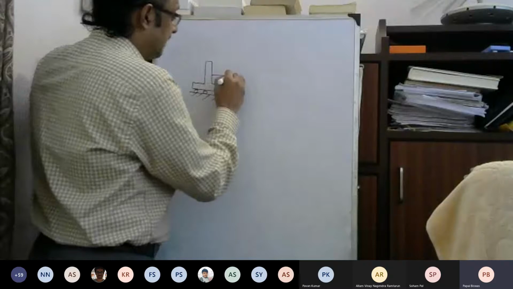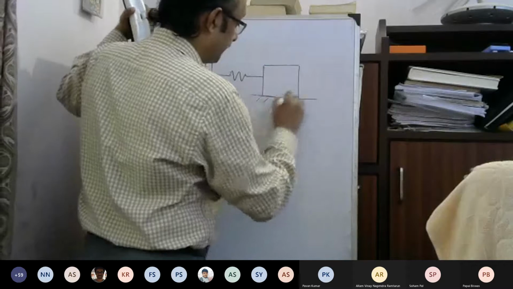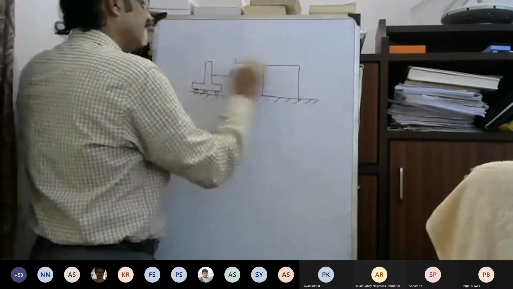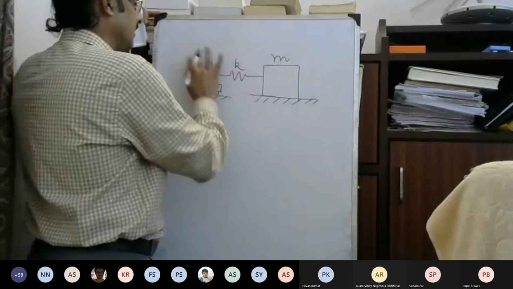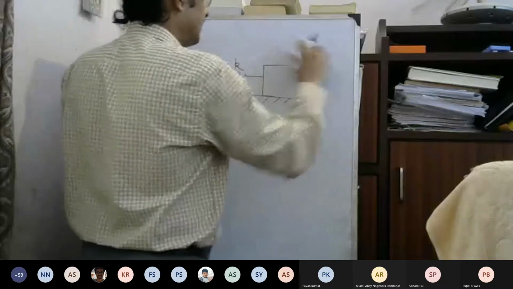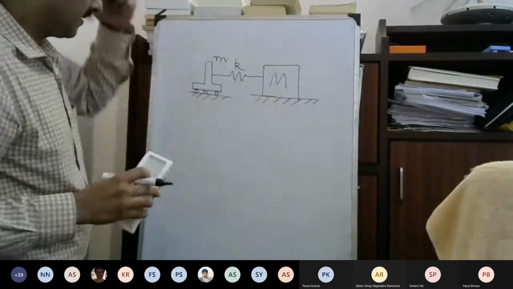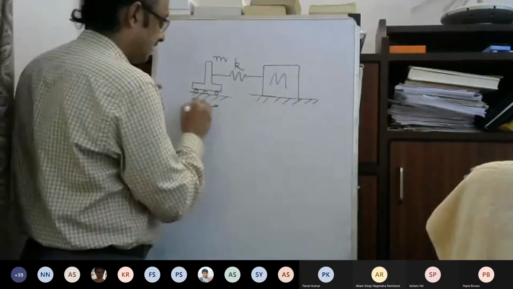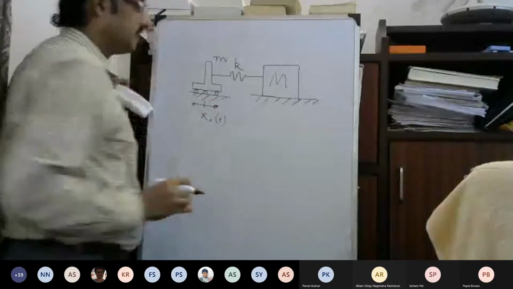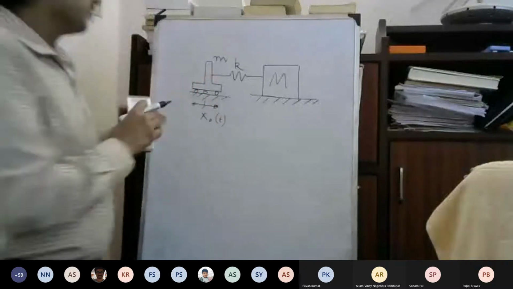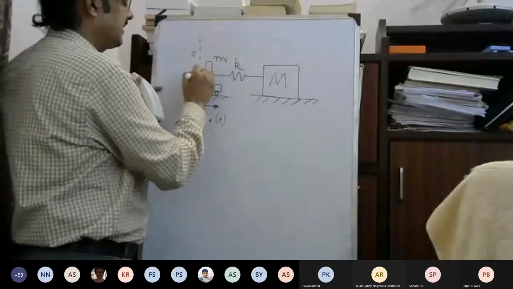This actually I wanted to avoid, but since you have raised this question, I should explain. Suppose it has a big mass and this has a small mass m naught, or that could also be big. And this is given a displacement zeta naught t. Then suppose this is what we have and this point is our origin.